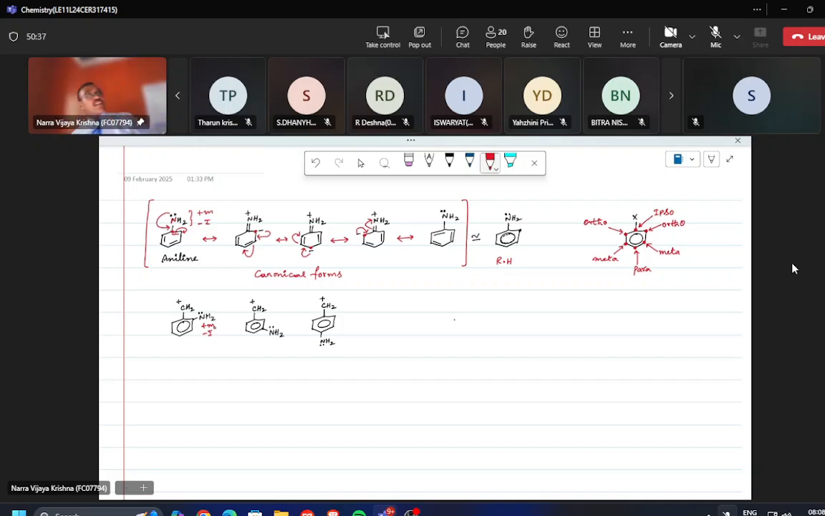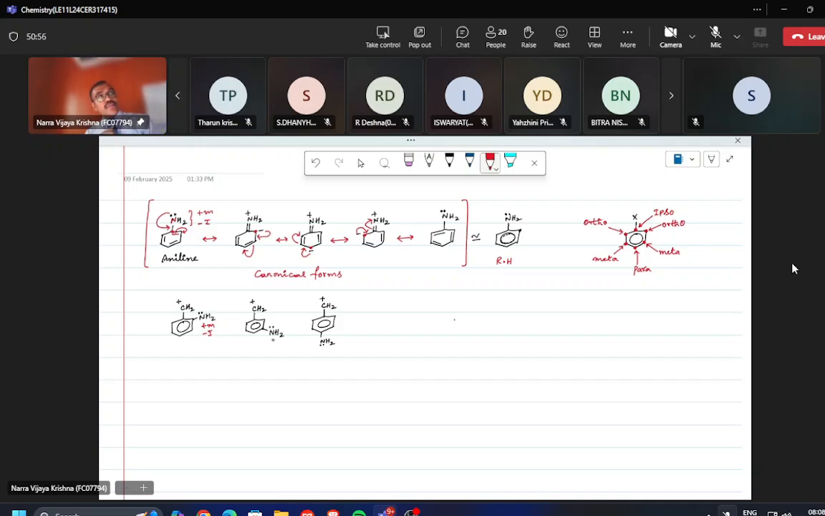Correct or not? So it is donating electron cloud. If it donates electron cloud, what happens? Electron density moves towards carbon or not? If electron density is moving towards carbon, what happens to this net positive charge? Decreases. Then stability increases. Correct?